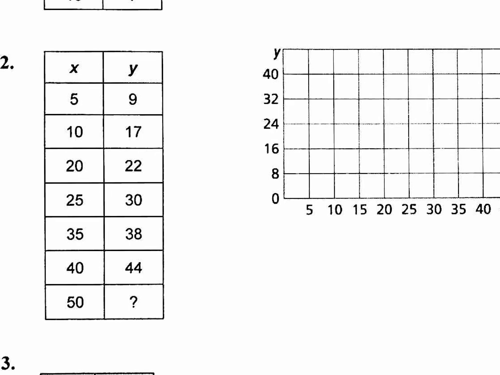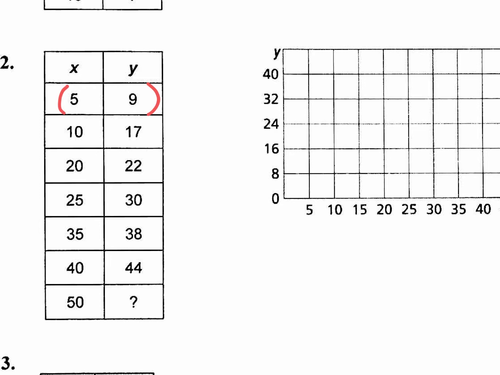When we take a look at the first input and output, the first coordinate, 5, 9, we have to really make sure that we understand the units that this graph is going by. On the x's, it's going 5, 10, 15. On the y's, it's 8, 16, 24. So it's actually going by 8. We got to be careful and understand that before we start plotting any points.